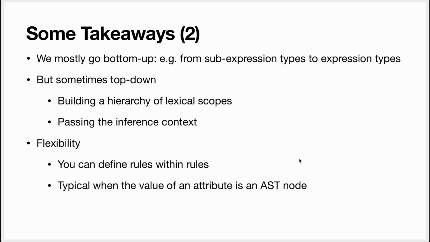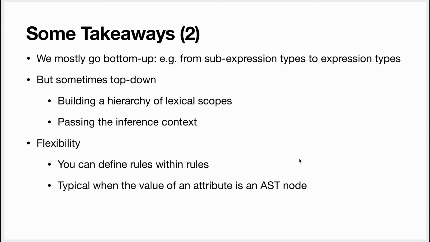So, more specifically about what we did in Uranium to create semantic analysis. Mostly we did go bottom up. So for instance, we use sub-expression types to compute types of bigger expressions. And that's, I would say, most of what we did. But sometimes we also had to go top down, so go from higher level nodes down to lower level, simpler nodes. And an example of that is lexical scopes.